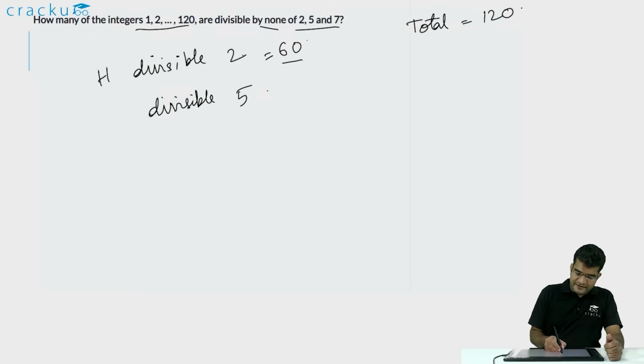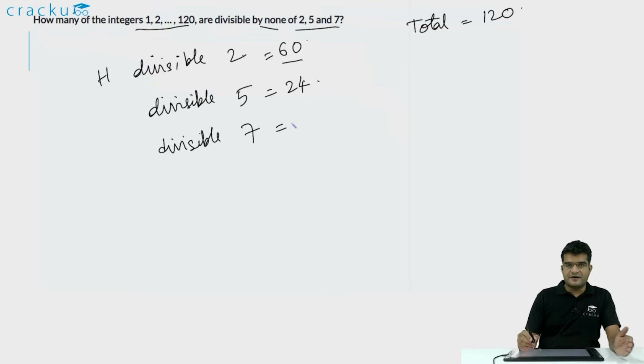How many of these are divisible by 5? The number of integers which are divisible by 5 is 120 divided by 5, which is equal to 24. And the number of integers amongst the given list which is divisible by 7 is the integral part of 120 divided by 7, which is equal to 17.